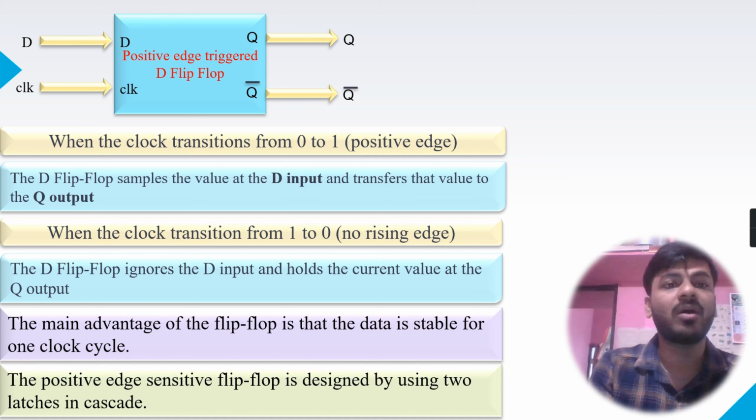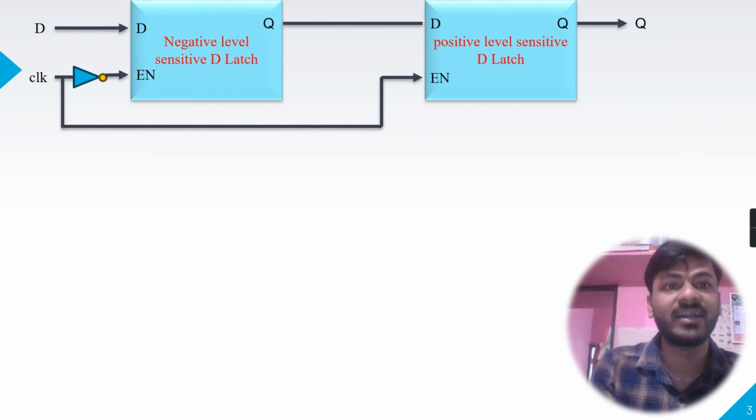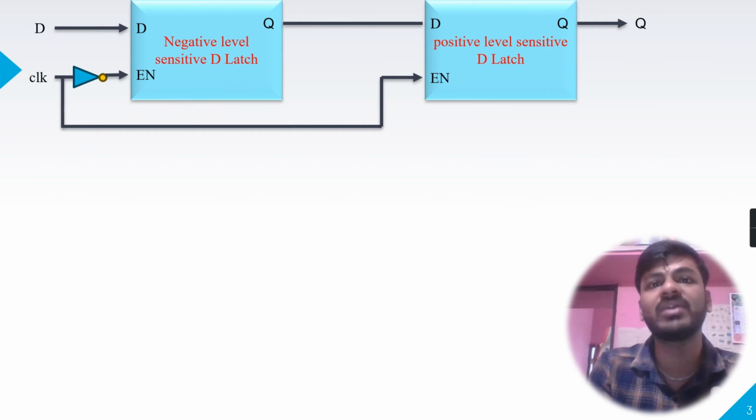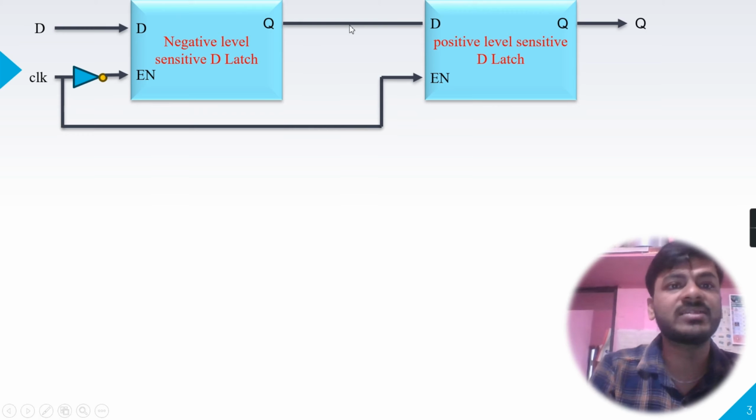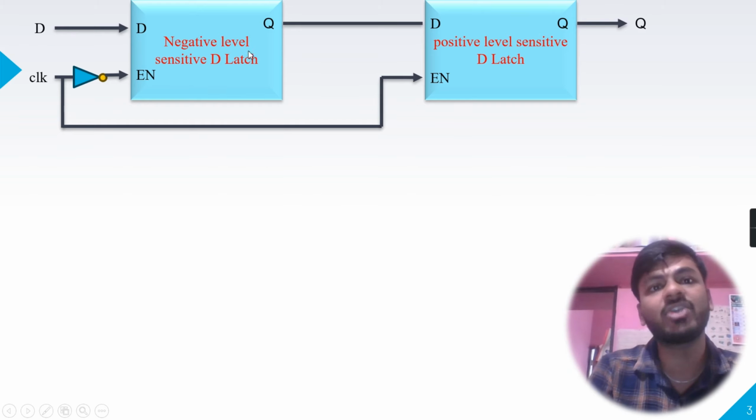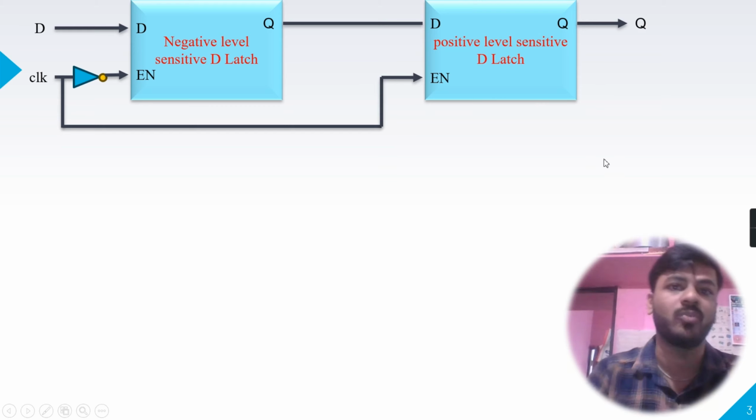Even we can design a flip-flop by using two latches in cascade. So if I talk about positive edge triggered flip-flop, we can design it by connecting a negative level sensitive latch with a positive level sensitive latch in cascade. Here you can see the input D is given to the negative level sensitive latch. Now the output of this negative level sensitive latch is going as an input to this positive level sensitive latch. The output of this positive level sensitive latch will act as a D flip-flop.